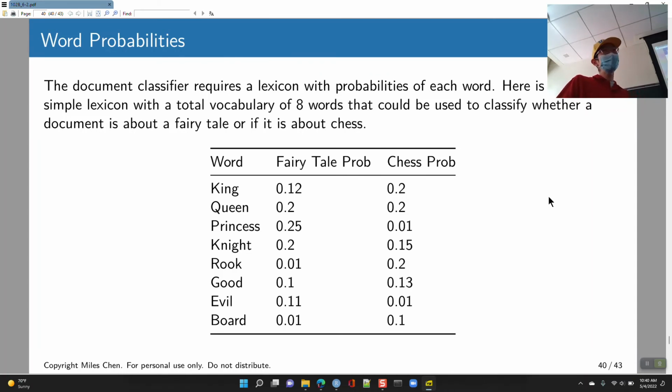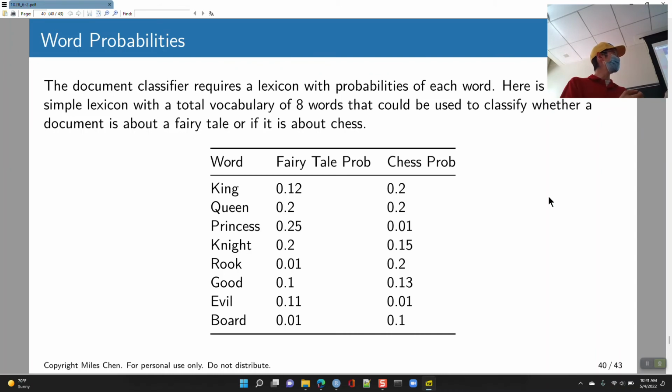But here's just a very, very simple example lexicon. I only have 8 words in my entire lexicon, and we're going to say there are 2 classifications. This lexicon can be used to decide whether a sentence or document is about a fairy tale or about chess. We have the words king, queen, princess, knight, rook, good, evil, and bored. If it's about a fairy tale, what's the probability it has something about a king? That's a decent probability, 0.12. Queen, fairly high probability. Princess has a high probability. Knight has a high probability. These words show up in fairy tale stories.